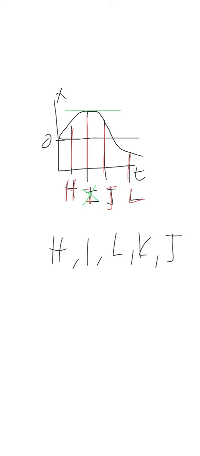Here at H, we can also eliminate H because it has a slope, but the slope is smaller than the slope of J. The slope of J is much steeper and larger than the slope of H. And L has a little slope as well. So therefore, we can say that the answer is J or E.